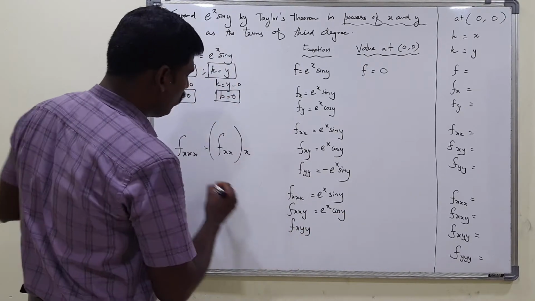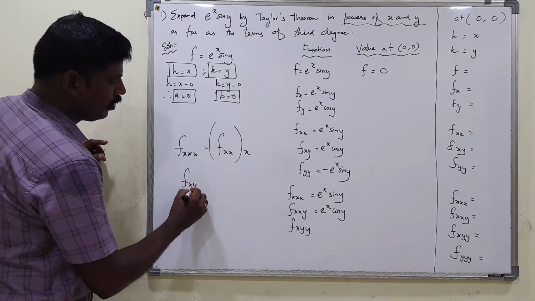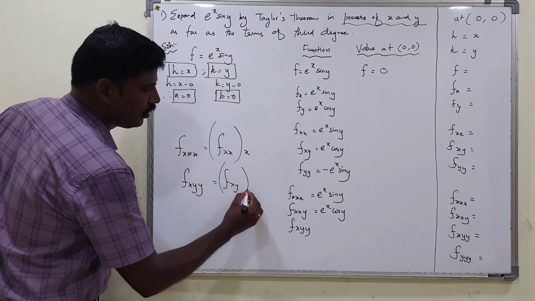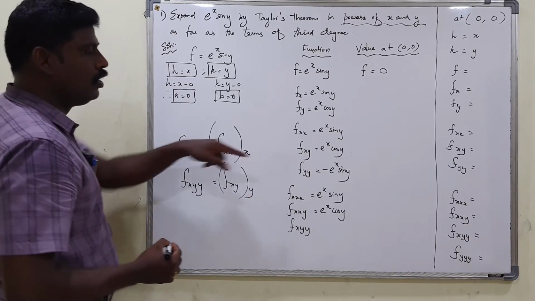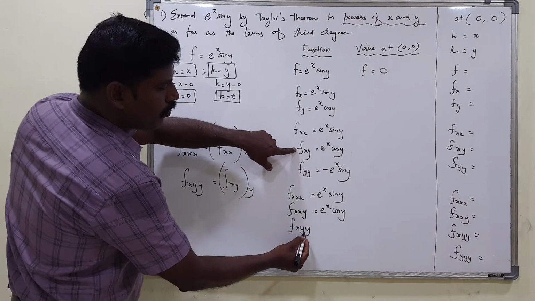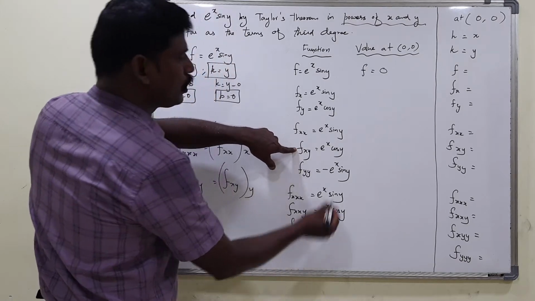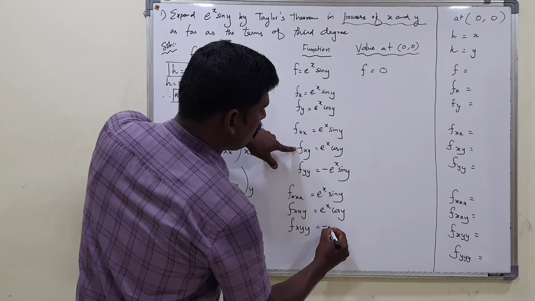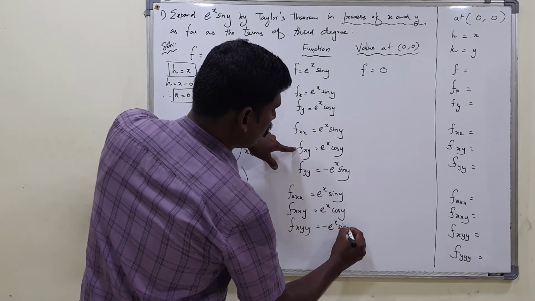And then f x double y. What is f x double y? That means the partial derivative of fxy with respect to y once again. So fxy is here. I am going to find the partial derivative with respect to y. So cos y becomes minus sin y. So minus e power x sin y.